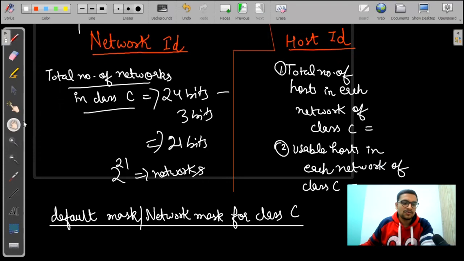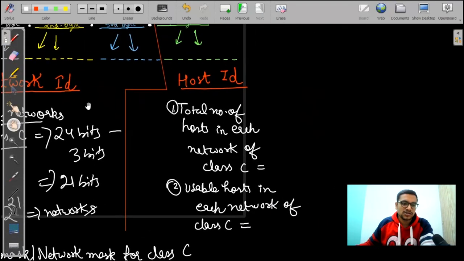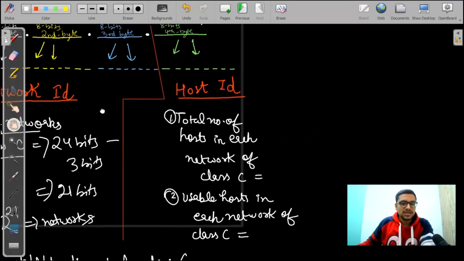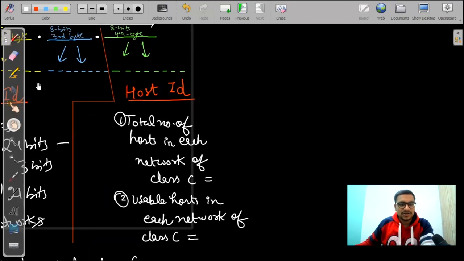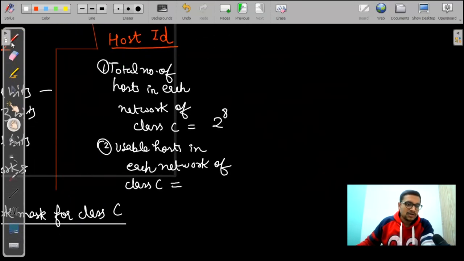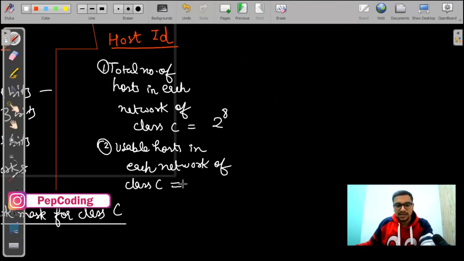Now we have to calculate for each network how many hosts are possible. For each network, the number of hosts that are possible is determined by the rest of the bits, which are 8 bits, and for 8 bits I can have any combination of 0 and 1. So the total number of hosts that are possible in each network of class C is actually 2 to the power 8.